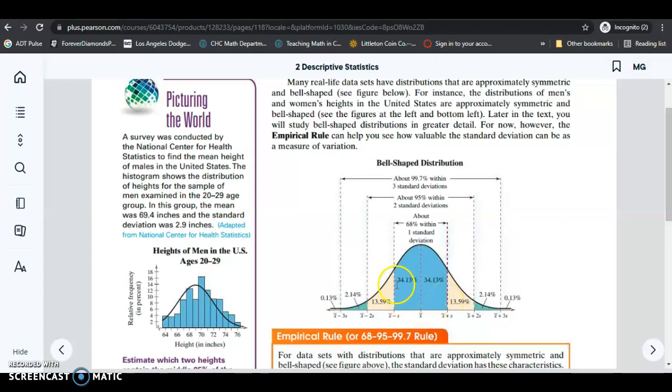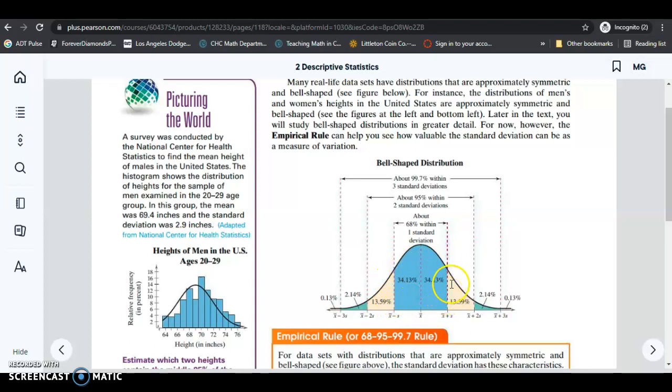So basically, about 68% of data values are within 1 standard deviation of the mean. This line here, you may not be able to see it in the video, is 1 standard deviation to the left of the mean.